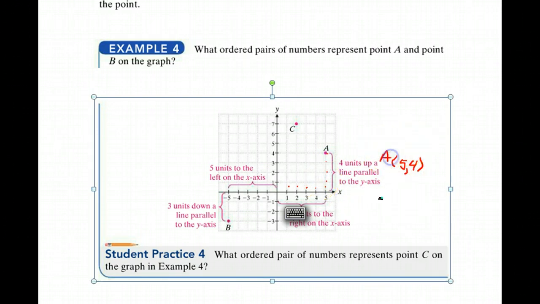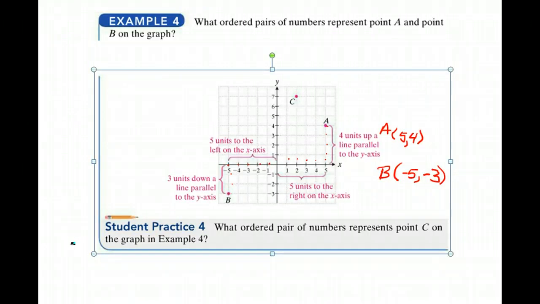That was 4A. And for ordered pair B, we moved 1, 2, 3, 4, 5 to the left. So my x coordinate is negative 5. And then we moved 1, 2, 3 down. So my y coordinate is negative 3. So that gives us ordered pair negative 5, negative 3. I would like for you to go ahead and complete student practice 4. Please go ahead and find the ordered pair that represents point C. Go ahead and pause the recording and press play as soon as you're ready to check your answer.